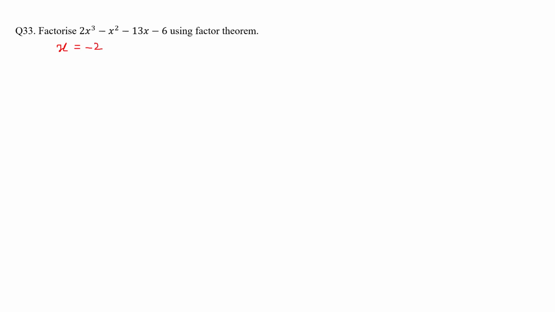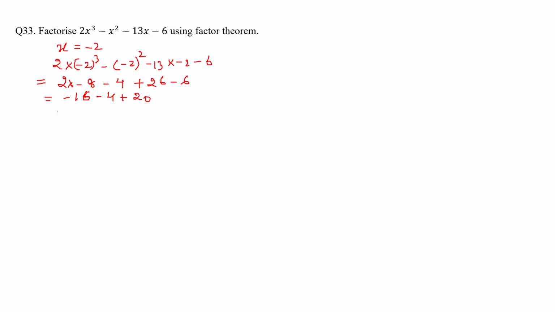If I put x as minus 2, it will be 2 into minus 2 whole cube minus minus 2 whole square minus 13 into minus 2 minus 6. So this will give me 2 into minus 8 minus 4 plus 26 minus 6. So minus 16 minus 4, and 26 minus 6 is 20. Here minus 20 plus 20 will give me 0. Now see, x equal to minus 2 gives the value 0. It means the factor will be x plus 2. So x plus 2 is one of the factors.